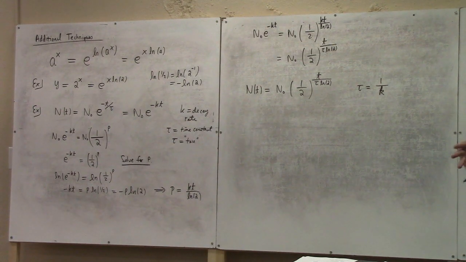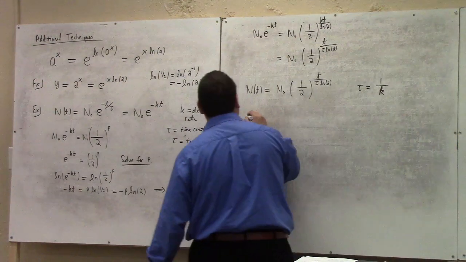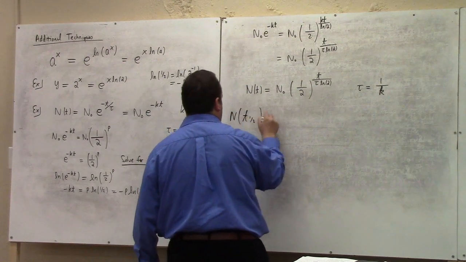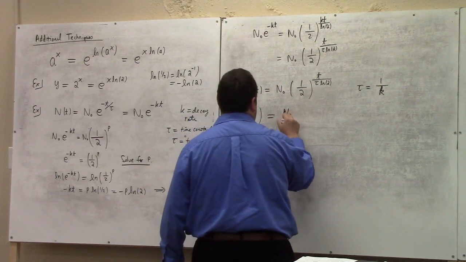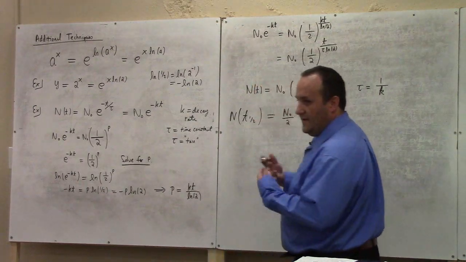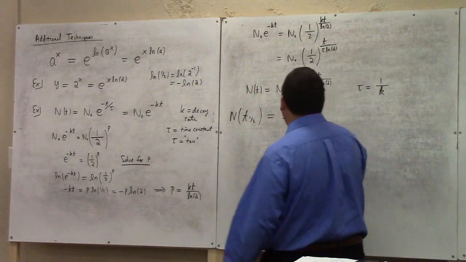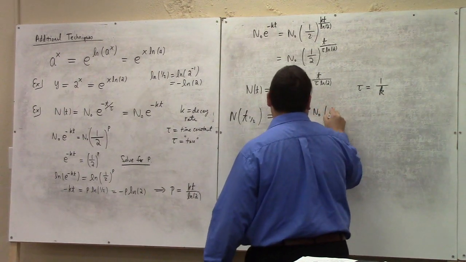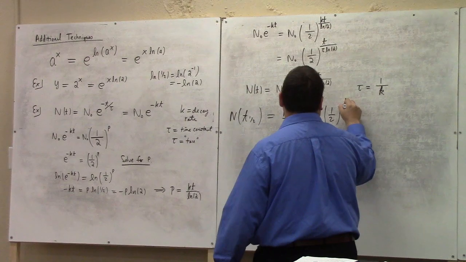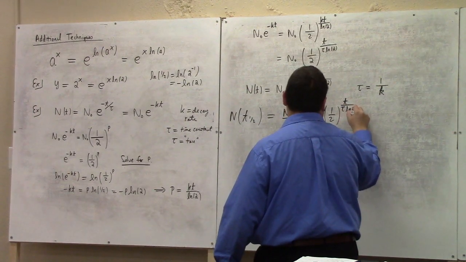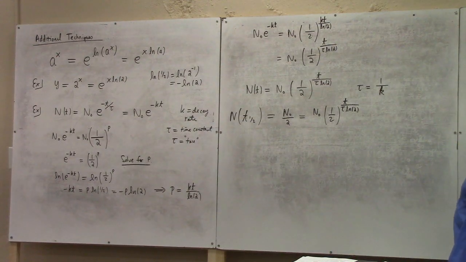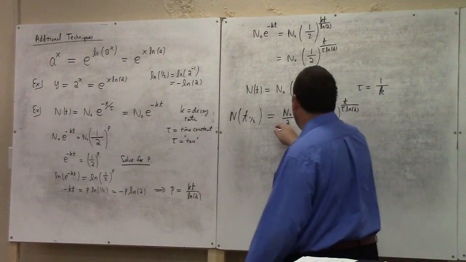So what is that half-life then? What is T1/2? So n of T1/2 should be what? It's n sub 0 over 2, right? It's when you have half of the initial amount. And so we can figure out what time that is. So can we solve for t? I'm trying to say here, solve this for t.